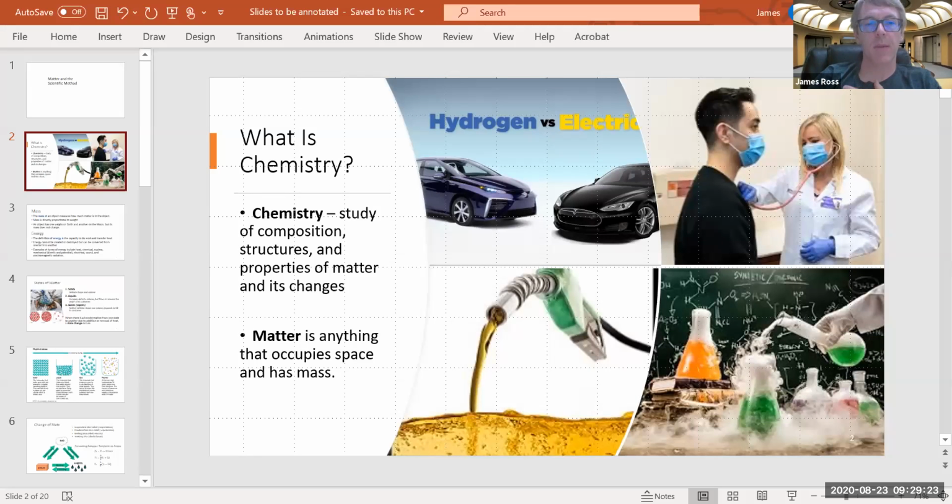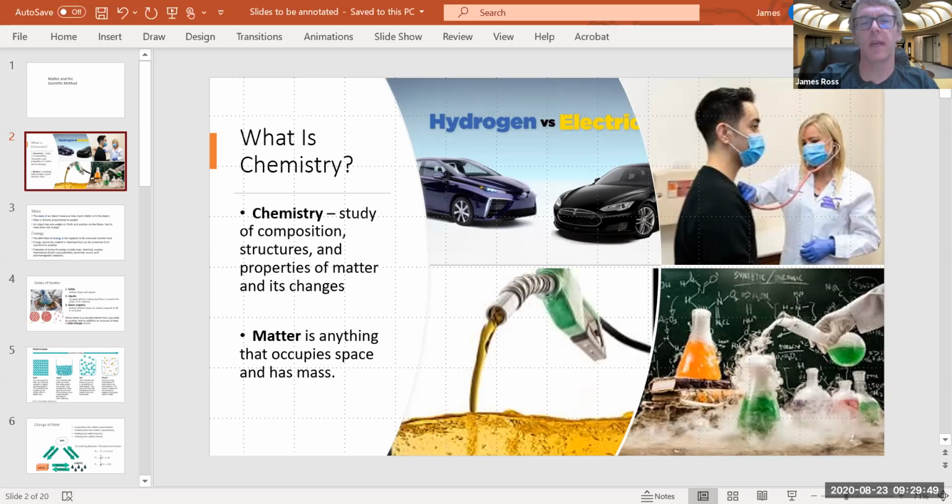Okay, so what is chemistry? Chemistry is, by definition, the study of matter and its changes. So here I've written: study of composition, structures, and the properties of matter and its changes. So the study of the material world, essentially. Matter, if that's what we study in chemistry, is anything that has mass and occupies space.